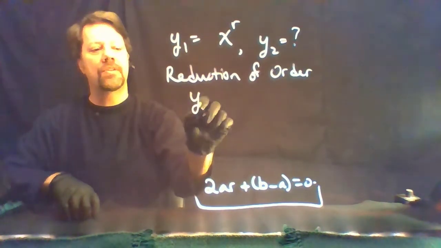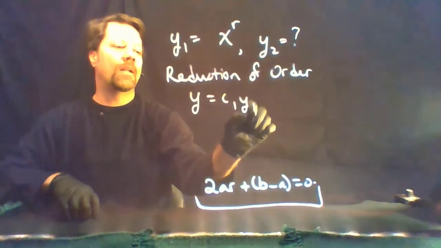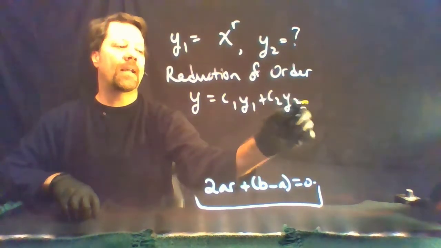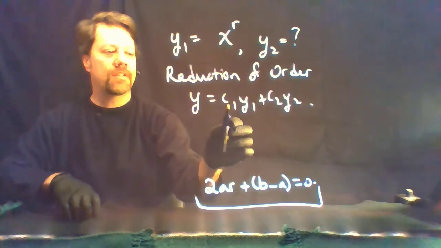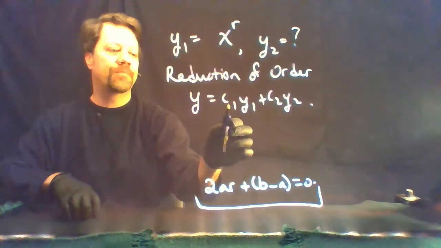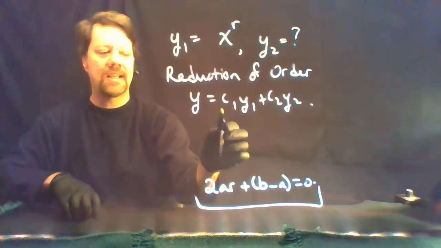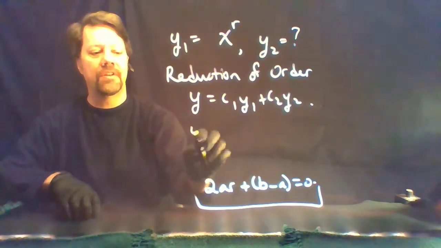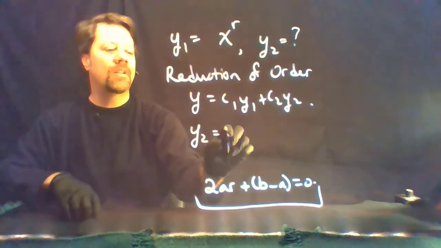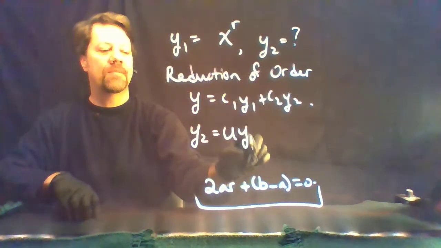We know that the solution will look like c1y1 plus c2y2. Reduction of order proceeds by assuming that the coefficient of y1, which is a constant c, is not in fact a constant for y2, it is a function. We'll assume y2 is u times y1.